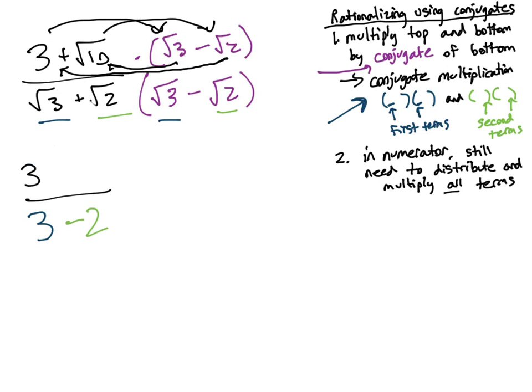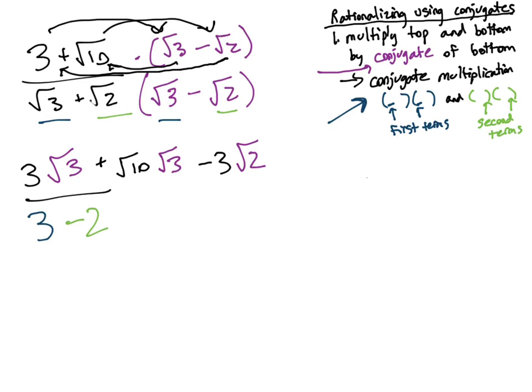We've got 3 times the square root of 3, as well as square root of 10 times the square root of 3. We've also got 3 times the square root of negative 2, which will give us minus 3 times the square root of 2. We also need to multiply negative square root of 2 times positive square root of 10. So that gives us minus square root of 10 times square root of 2.